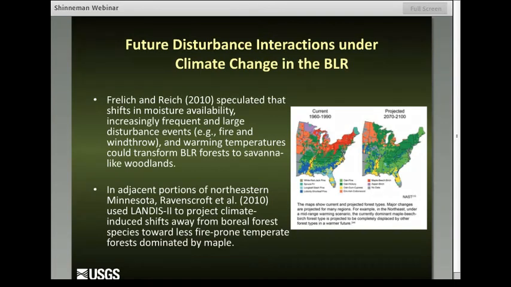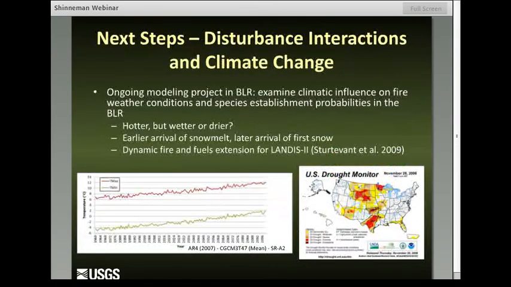how we look at the future depends in part on the type of research that we engage in and the key questions that we're interested in, but we can get somewhat different stories depending on our focus and the methods that we use. In my own research, I have an ongoing modeling project in the Border Lakes region where I'm examining the climatic influences on fire weather conditions and species establishment probabilities. And I don't have much to show in terms of results right now. But it's clear that we're getting a hotter future. The question is whether it's going to be wetter or drier, or what those patterns of precipitation are going to look like in the future.